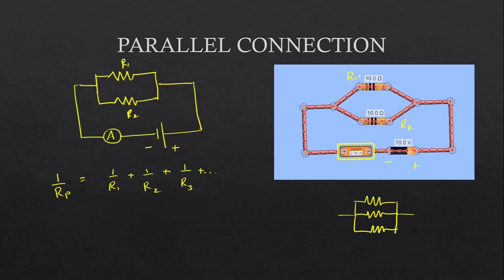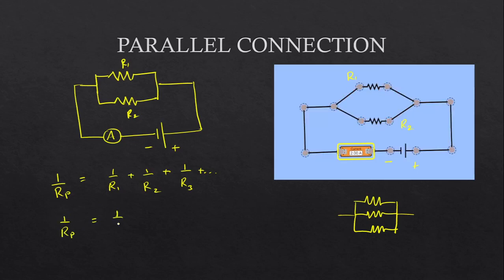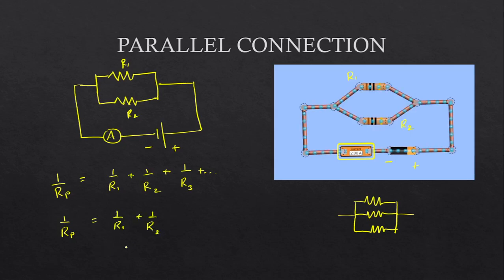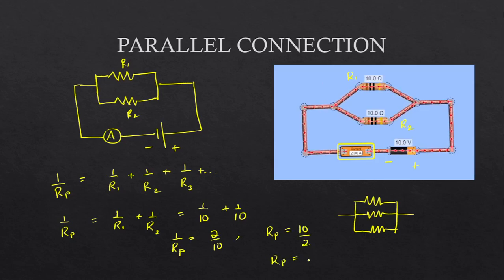Now if I want to calculate the total resistance offered by this circuit, I'll take 1/Rp = 1/R1 + 1/R2, because we have only two resistors. So this will be equal to 1/10 + 1/10. This can be written as 2/10. 1/Rp will be equal to 2/10. Then Rp can be written as 10/2. So the value of Rp will be equal to 5 ohms.